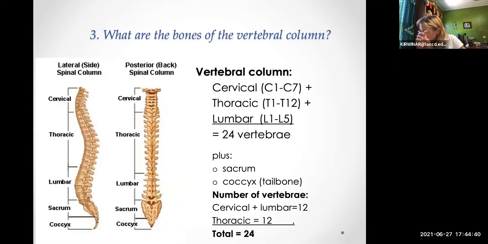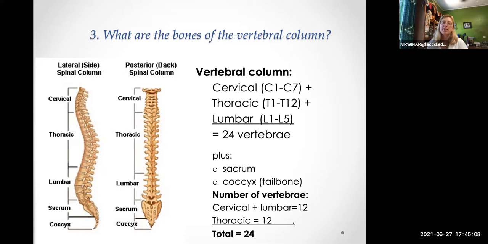So the vertebral column, we have 3 types of vertebrae: cervical, thoracic, and lumbar. The cervical is based on the ancient Greek or Latin word for small, so it's the smallest vertebrae. We have 7 cervical vertebrae. We have 12 thoracic vertebrae.